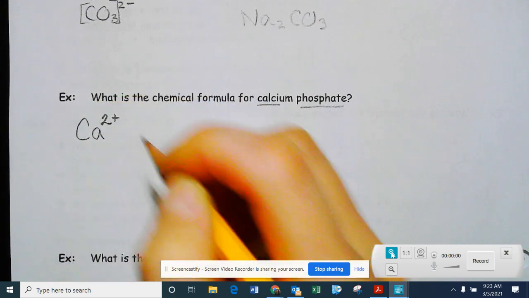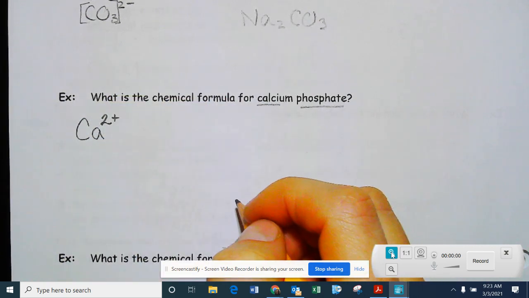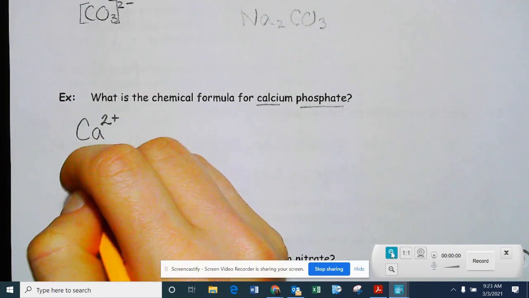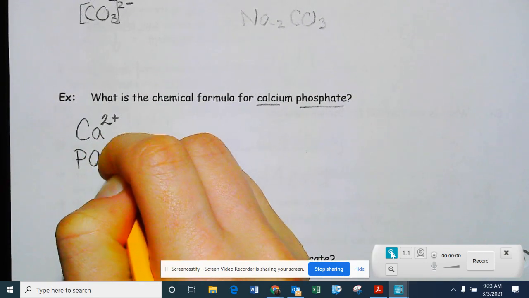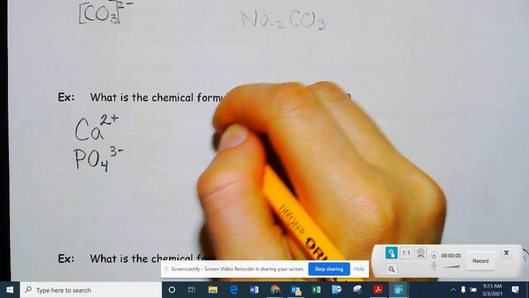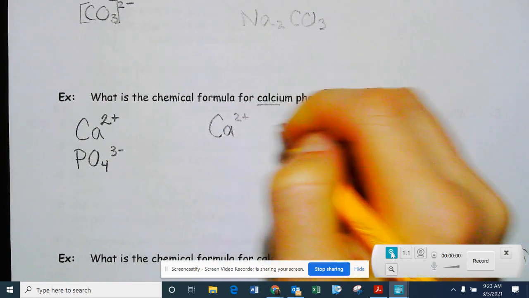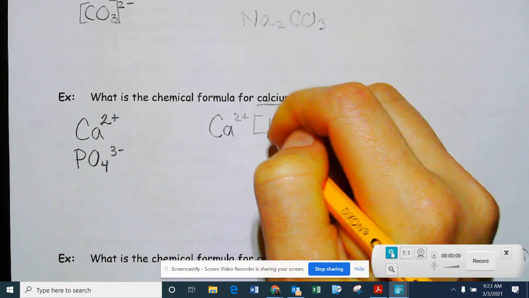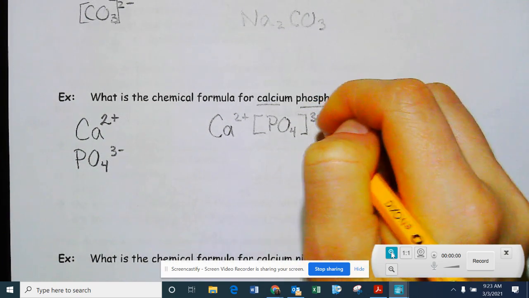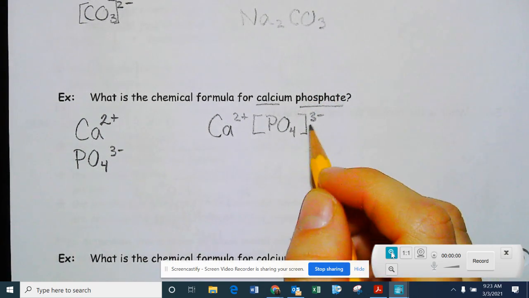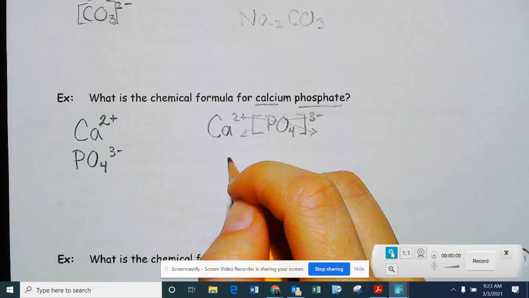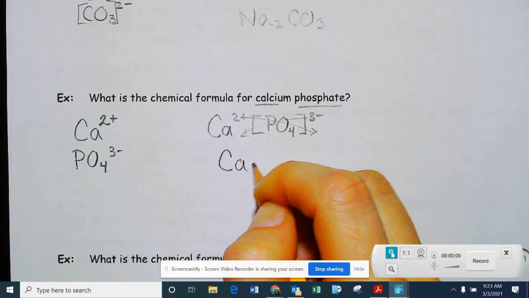Yep, 2+. Great. Okay, and then can anybody tell me what phosphate is? Yeah, awesome. And it's PO4 3-. Okay, so this is why I like to do this bracket thing. So I'm going to go Ca has a 2+, and then I'm just going to throw PO4 here in brackets. 3 minus. Okay, so what this means, when I do my crisscrossing, I'm going to have Ca3.